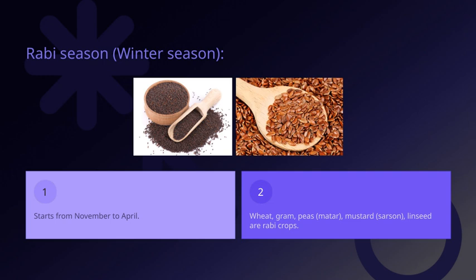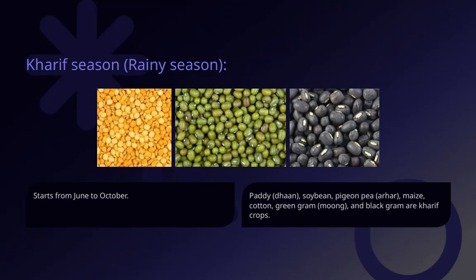Let's talk about the Kharif season, which is also known as the rainy season. It begins around June and lasts until October. During this period, the climate is suitable for growing certain crops that thrive in the monsoon rains. Some of the main Kharif crops include paddy, which is rice, soybean, pigeon pea, also called arhar, maize, cotton, green gram, or mung, and black gram. These crops are specially adapted to the rainy season, relying on the monsoon rains for their growth.